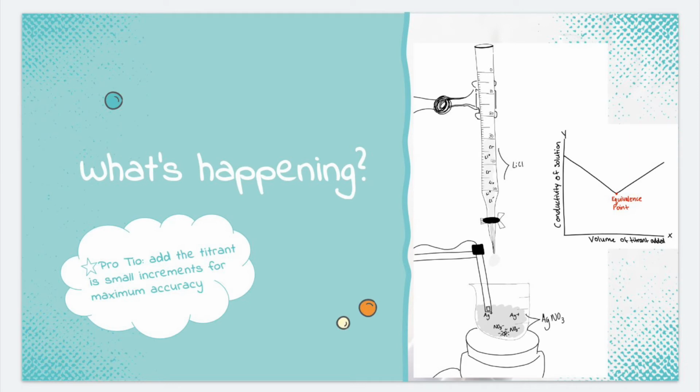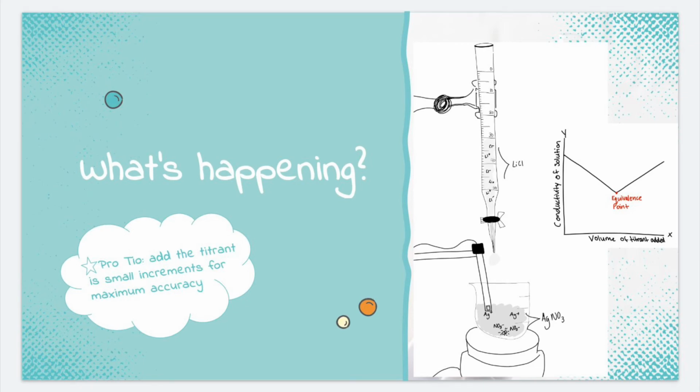A helpful tip to remember while doing this experiment is to pay close attention to the amount of titrant you add. Also, add the titrant in small increments. After the equivalence point is reached, the conductivity will begin to rise again because the lithium and chloride ions will remain in solution.